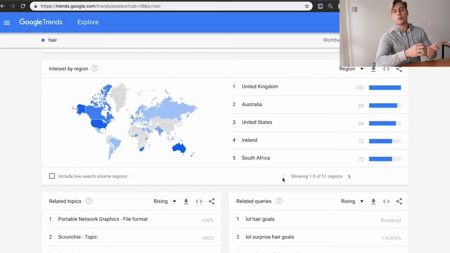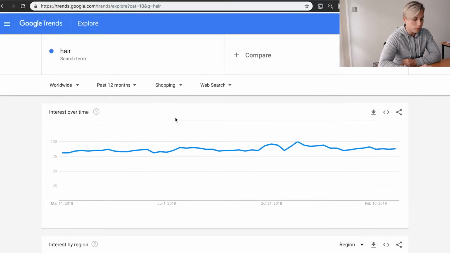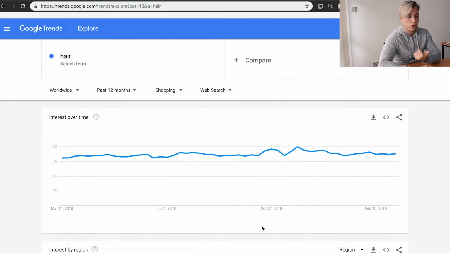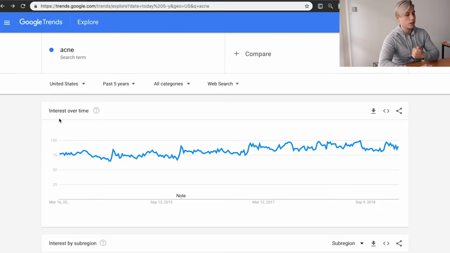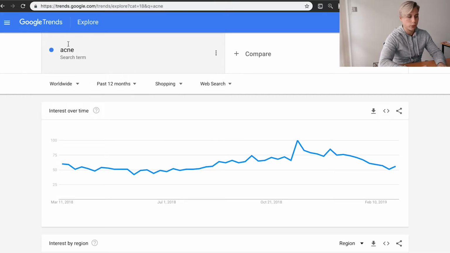So when you're running your Facebook ads for a new product, what you really want to be doing is coming in here, going to shopping, and then having a look at some of this stuff. So for example, acne is another really good product. I spoke about it in the previous video. Essentially, it's just evergreen because you can see over the past 5 years, it's constantly just been moving. But if we come here and search acne, now just remember that we've got acne, worldwide, past 12 months, and the shopping category.